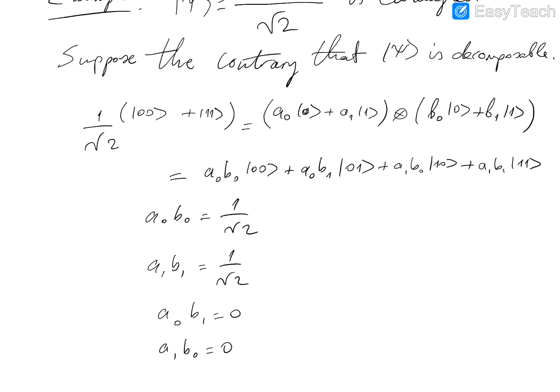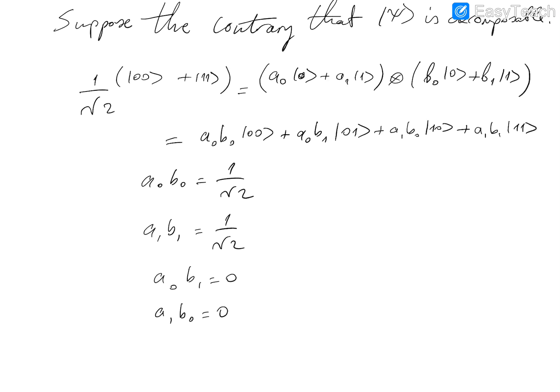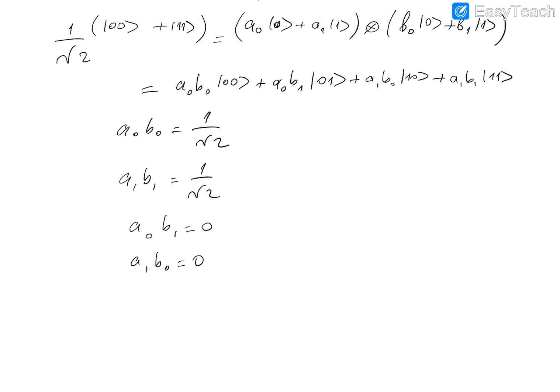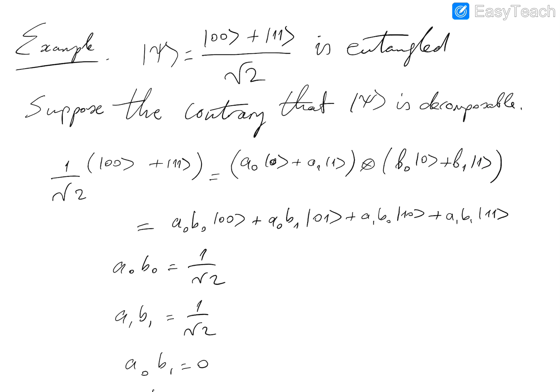So we have a linear system, but this system is inconsistent, right? A0B0 and A1B1 are non-zero, so A0, B0, A1, B1 must all be non-zero. But then neither A0B1 nor A1B0 can be 0. Right? So this is a contradiction. So we have an inconsistent system of linear equations, and by reductio, we proved that psi is an entangled state.